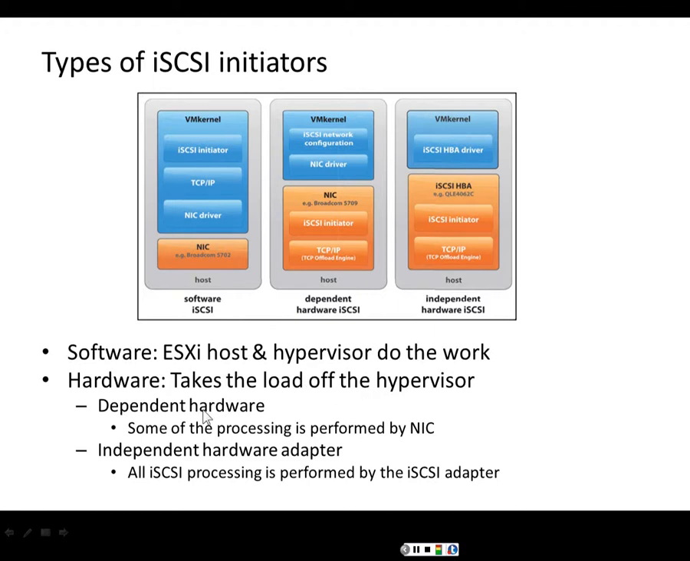A dependent hardware iSCSI initiator takes some of the processing load off of the hypervisor, and an independent hardware adapter performs all iSCSI processing and takes the load off of the ESXi host. Of course, this isn't free, about $1,000 for one of these. And how much does a software iSCSI initiator cost? It doesn't cost anything. It's built into the hypervisor, so you know which one we are going to use.